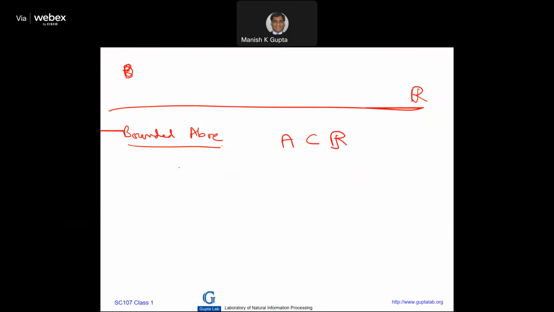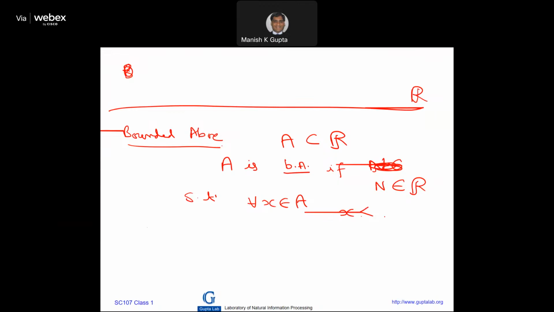Then we say that A is bounded above if there is a number n in R such that for every x in A, x is less than or equal to n, right?